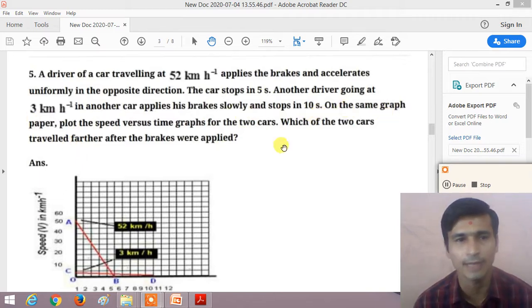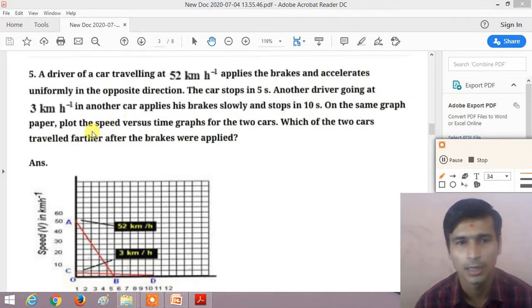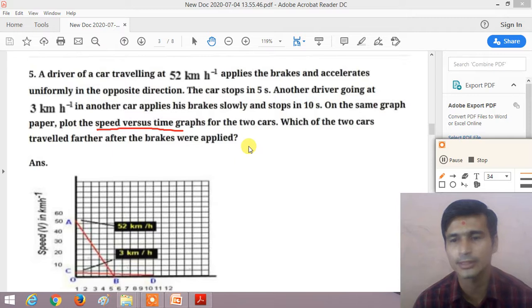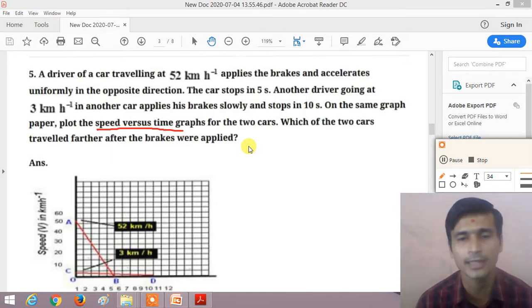On the same graph paper, we need to plot the speed versus time graph. How can we plot the speed versus time graph, right? And another question is which of the two cars travels farther after the brake is applied. So here we need to find the distance traveled by both the cars after applying the brake.